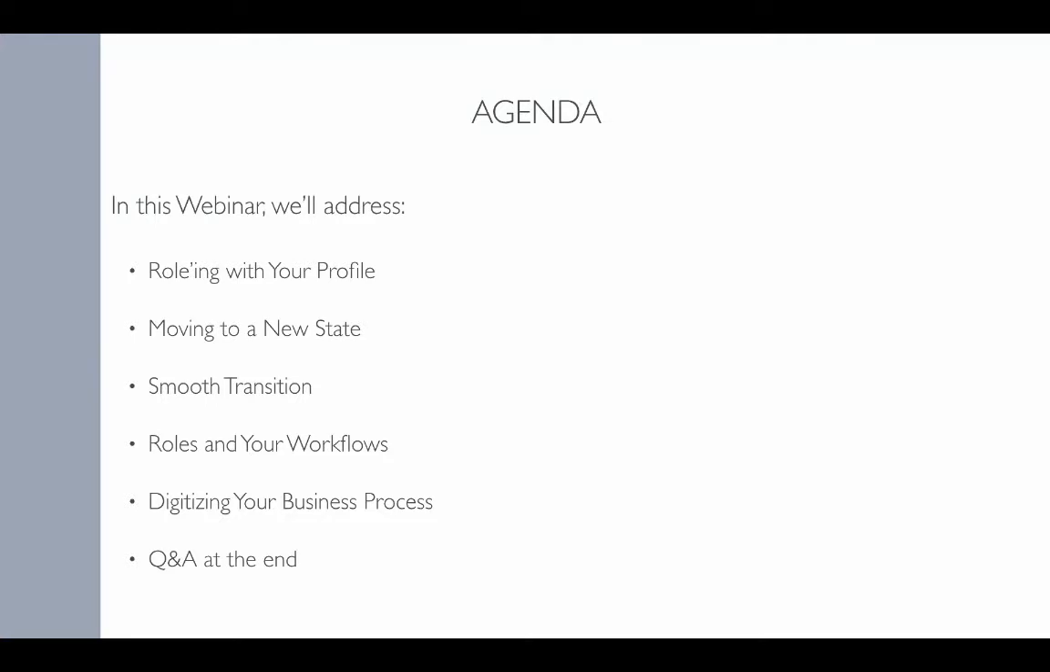So today's agenda, we're going to go over roles and profiles, to learn more about roles and profiles. Moving to a new state, so you can see how to add new states and categories to your existing workflows. Smooth transition by adding the buttons that take you from one state to another. Roles and your workflows, so we'll learn how roles relate to your workflows. And then digitizing your business process, essentially how to build a workflow in Flux. And as I mentioned earlier, I'll be addressing all of your questions at the end of the overview.